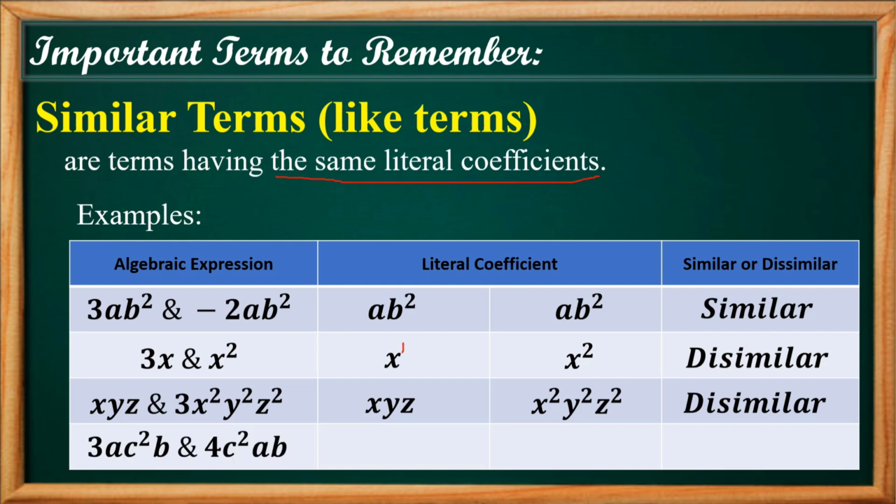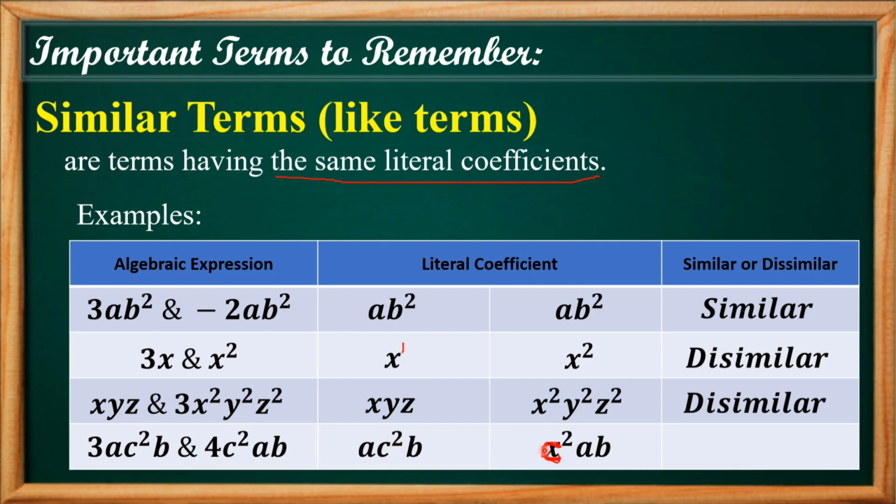Okay, next. The first term is 3ac squared b. And the second term is 4c squared ab. Now, the first term, ano yung literal coefficient? The literal coefficient is ac squared b. Then, sa second is c squared ab. Okay, meron tayo dito c squared ab. At sa kabila naman is ac squared b.